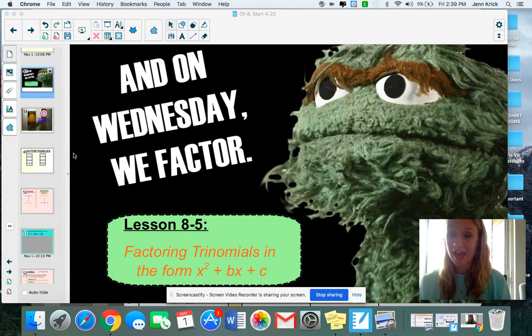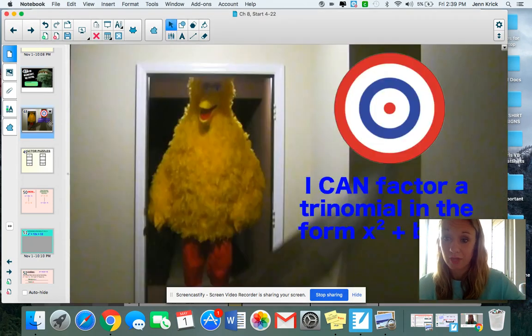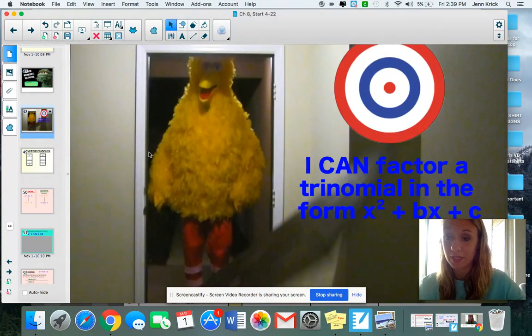You will use everything that you learned yesterday as the foundation for what we do, and you guys will be factoring next year, the year after, the year after. So very, very important skill that we're looking at. So your objective is that you can factor a trinomial in the form x squared plus bx plus c.